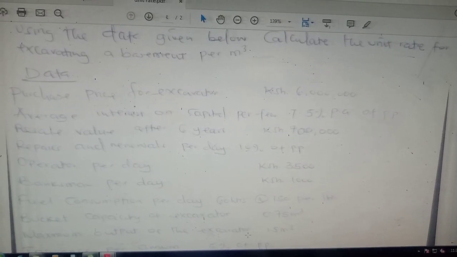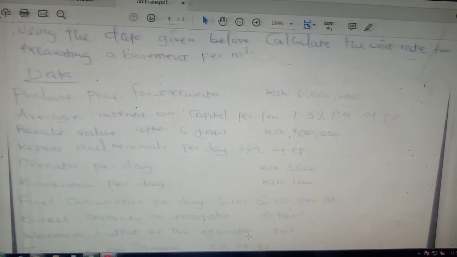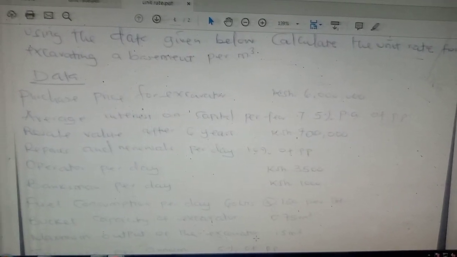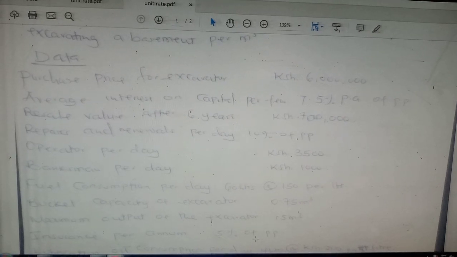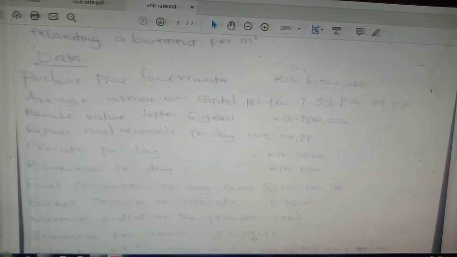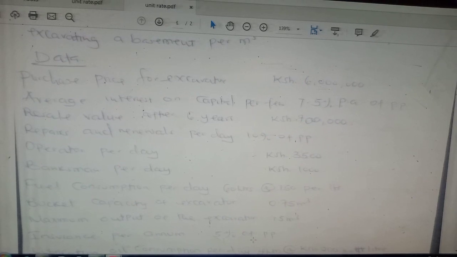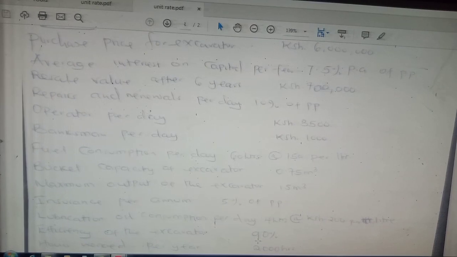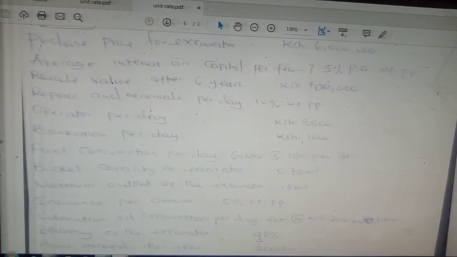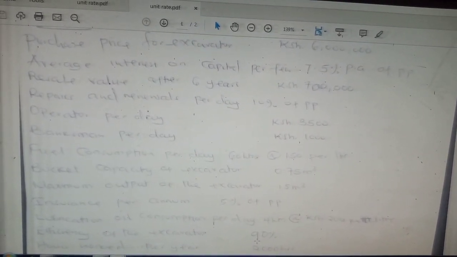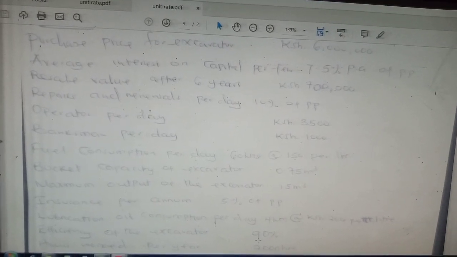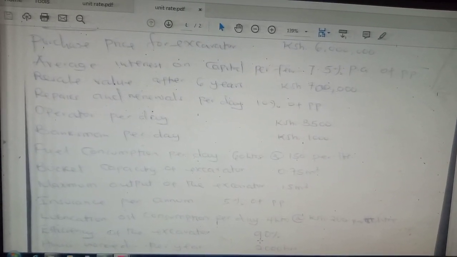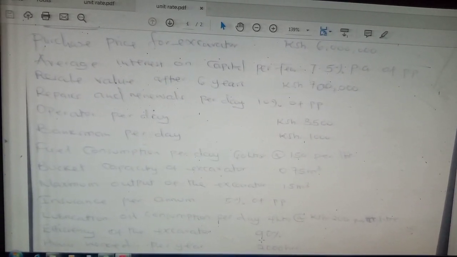purchase price, resale value, which can be termed as scrap value, after 6 years is 700,000, repairs and renewals per day 10% of purchase price, operator per day 3,500, banksman per day 1,000, fuel consumption per day 60 liters at 150 shillings per liter. Bucket capacity of the excavator is 0.75 meter cube. Maximum output of the excavator is 15 meter cube.